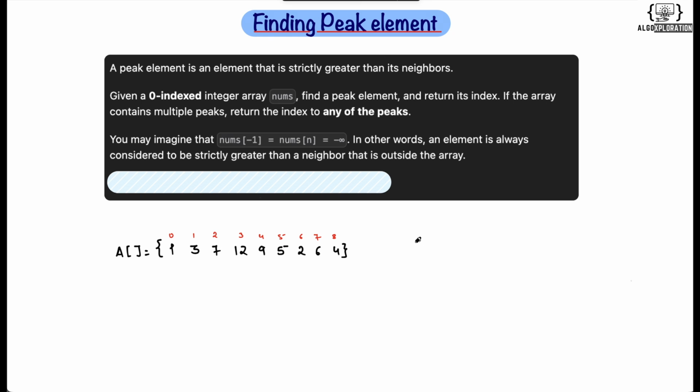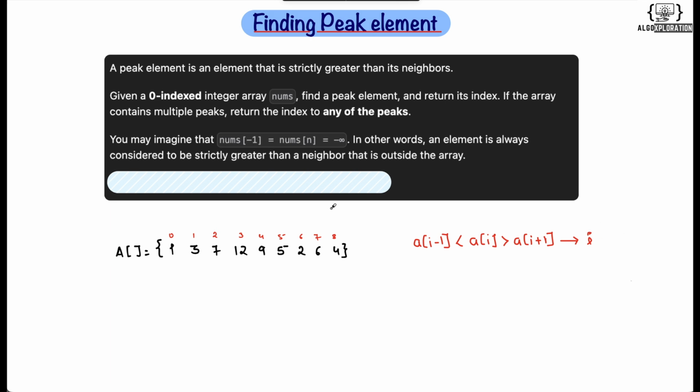See, if a of i minus 1 is lesser than a of i, and this element is greater than a of i plus 1 as well, then we found our peak element, so simply return i. So I believe you got the question.